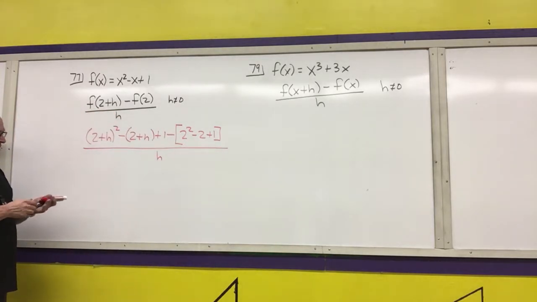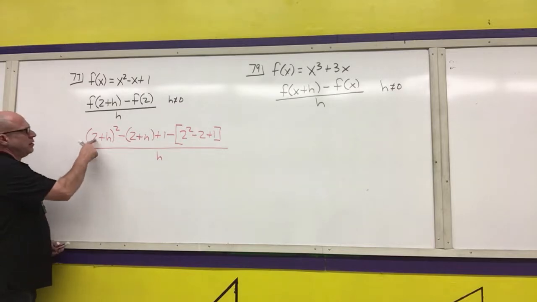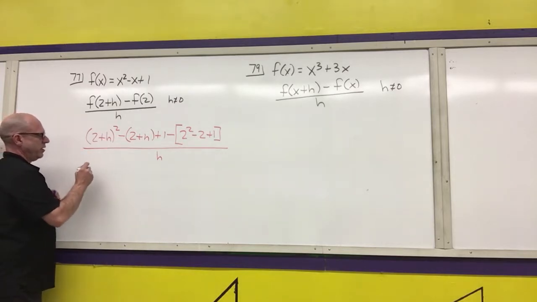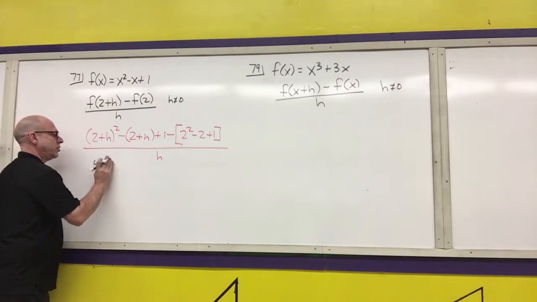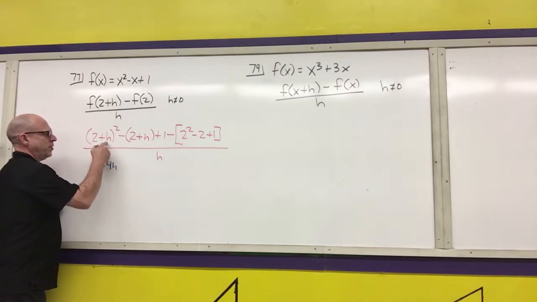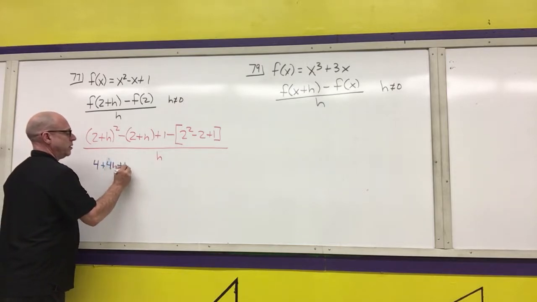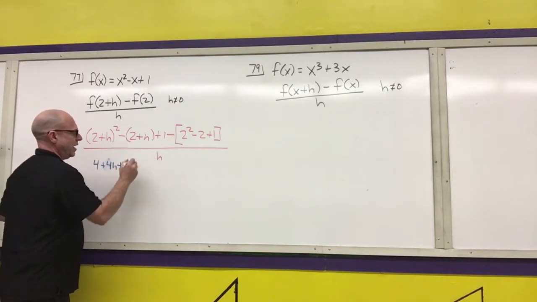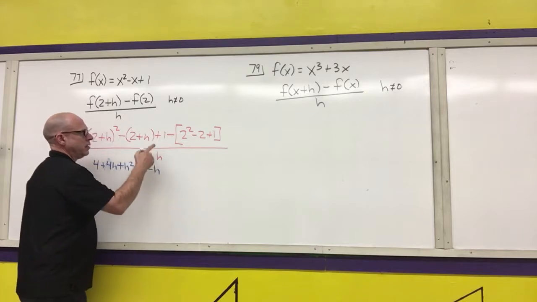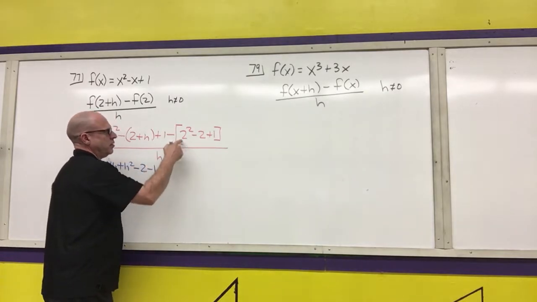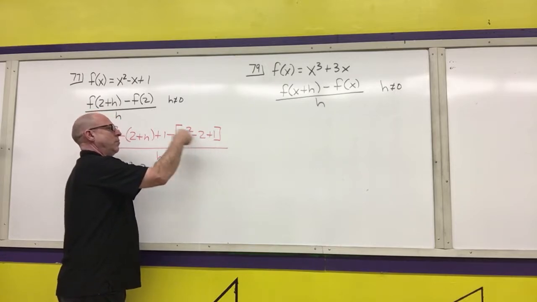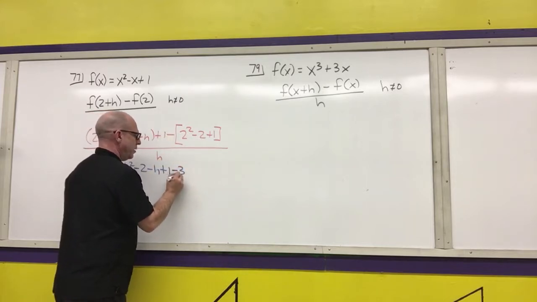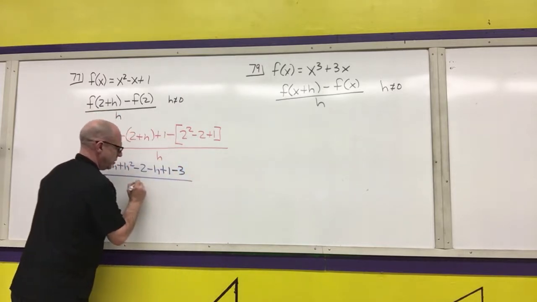Then what I want to do is simplify the numerator. (2 plus h) quantity squared is 4 plus 2h, actually 4 plus 4h plus h squared, minus 2 minus h plus 1. 2 squared is 4. 4 minus 2 is 2. 2 plus 1 is 3. With a negative in front of it is negative 3, over h.